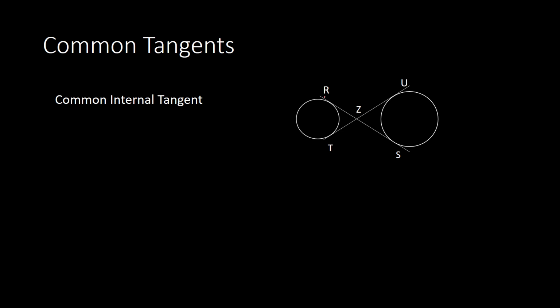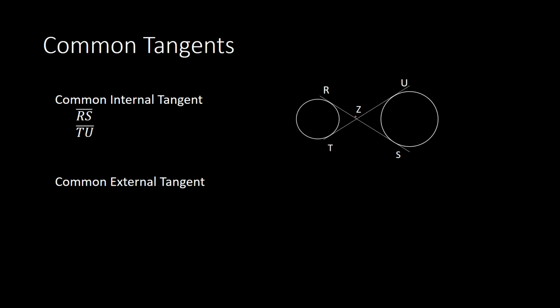So we see here that segment RS and segment TU both are common tangents because they're both tangent lines to both circles. And the word internal means that they're going to cut through and cross over each other. So they're cutting in between the two circles and they're crossing over here at point Z.